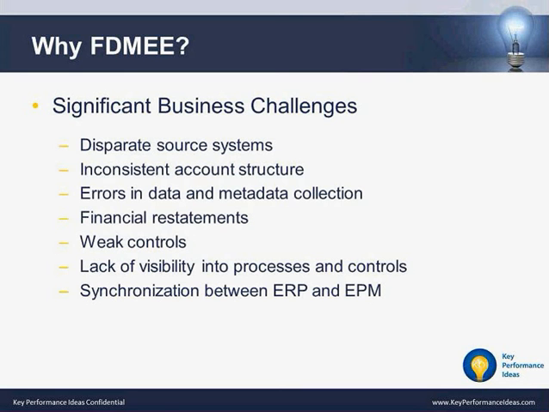So FDMEE really takes this into account to give that consistency, and that's the transformation piece that we talked about earlier. So it grabs errors in data, metadata collection, the financial restatement. This is when you have a repeatable, highly agile system that's in place. It's really handy. It basically tells you what has been done. So whenever those restatements happen and they don't have necessarily very good controls, which is the next point, it makes it really difficult without a central tool.